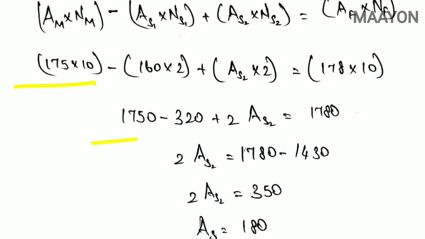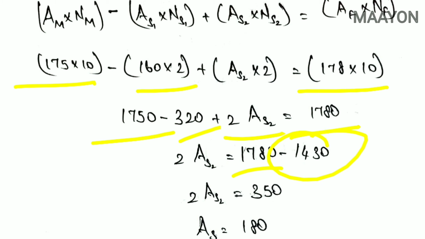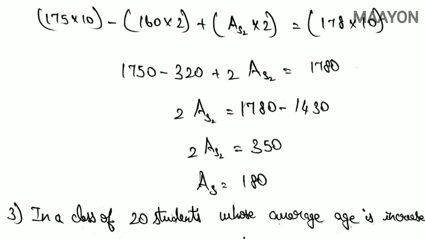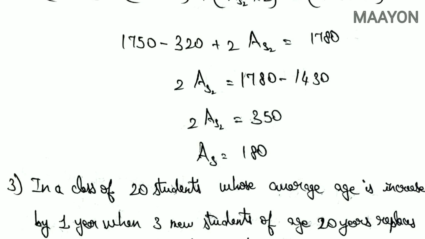175 into 10, 1750, 160 into 2, 320, plus 2 AS2 of the subgroup 2 equals to 178 into 10, 1780. Doing the calculations, bringing it on to the left side, so 1780 minus 1430 equals to 350. Then 2AS2 gives out 180, which is the required answer.